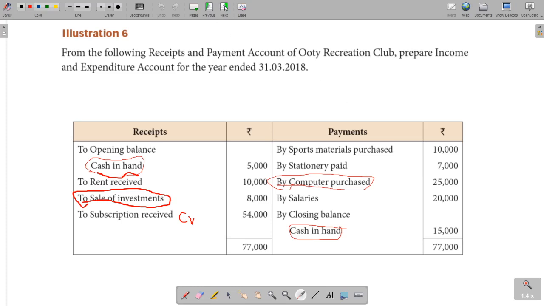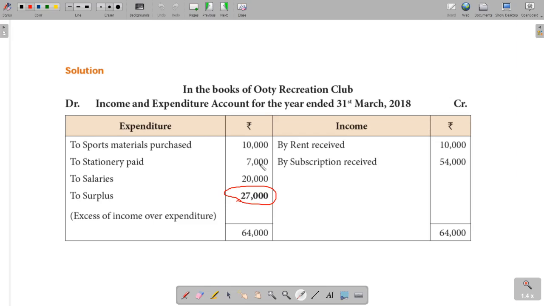Shall we see the answer? Here it is. Material purchase, stationery, salaries, 3 items, and here rent received and subscription received. So it comes to 64,000. Here this 37,000 subtracted from this is a balance of 27,000. So this credit side is higher, so excess of income over expenditure, so it is a surplus. Okay, the opposite way, if it is excess of expenditure over income, it is a deficit, which will appear on the debit side. So this is the preparation of the income and expenditure account of Ooty Recreation Club.